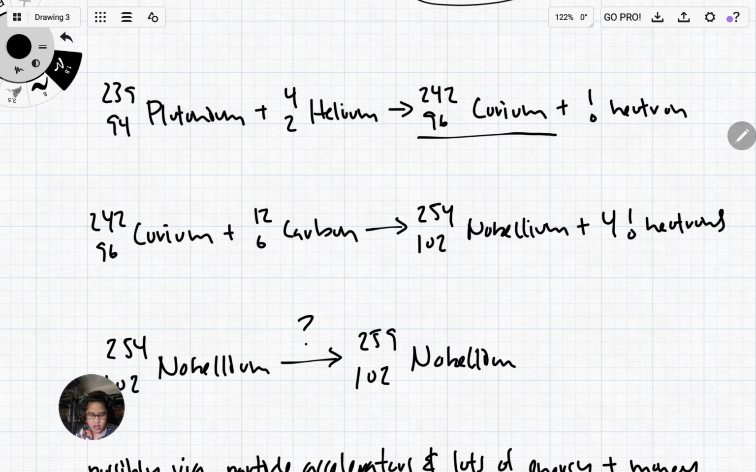And that curium has 96 protons. You take curium, 242 over 96 curium, and add 12 over 6 carbon, you get 254 over 102 nobelium and 4 extra neutrons.